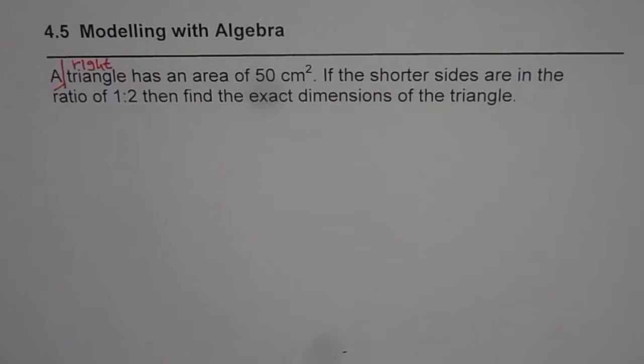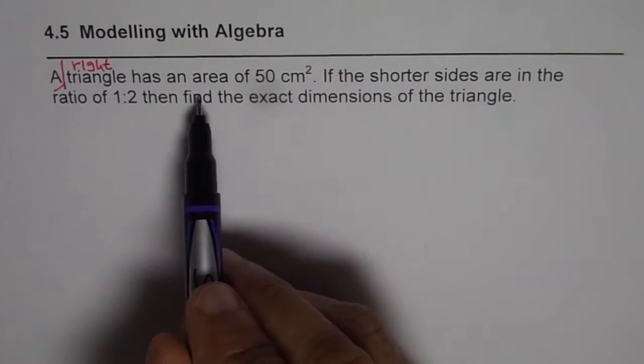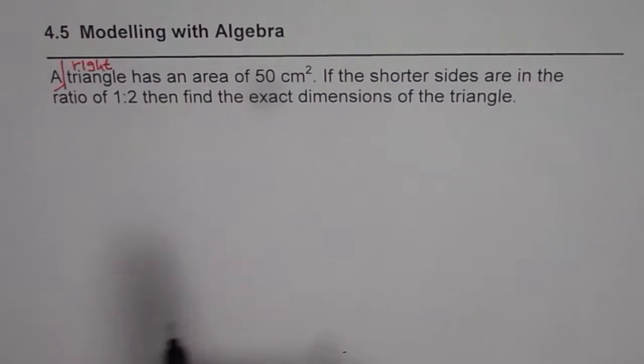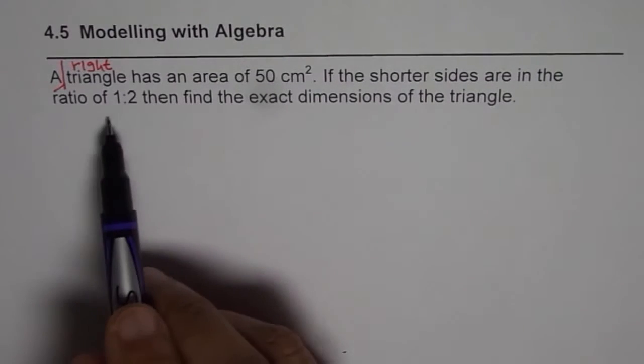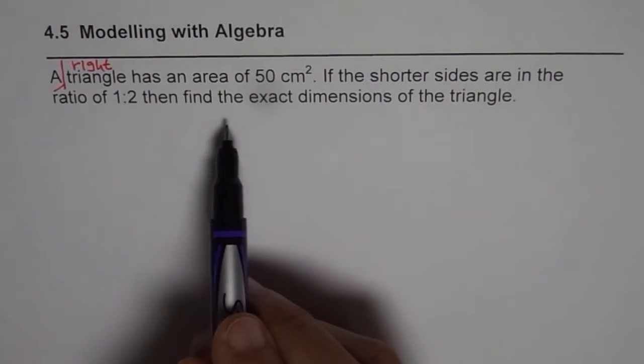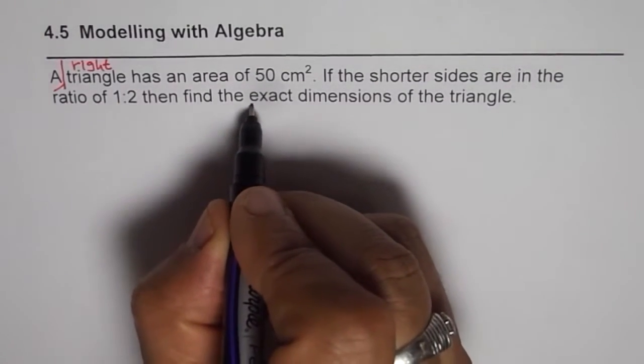I'm Anil Kumar, and in this video we will try to understand how to relate a given situation and write an algebraic expression, or rather equation, and solve a word problem. The question here is, a right triangle has an area of 50 centimeters square. If the shorter sides are in the ratio of 1 is to 2, then find the exact dimensions of the triangle. Remember, we have to find the exact dimensions.